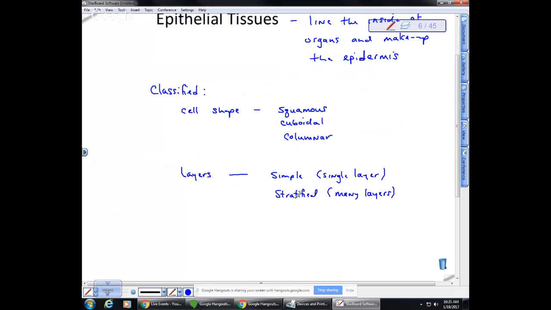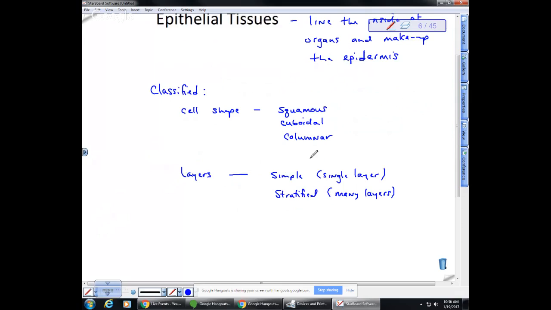So whenever we see stratified, this is a protective function, whereas simple tends to be in places that do not get a lot of mechanical friction, for example, and also where there needs to be easy diffusion across the surface of the cell. So for example, when we look at the inside of our mouth, it is stratified epithelial tissue, but when we look at the inside of our lungs, it is simple epithelial tissue because oxygen needs to diffuse across, and we need protection when we look at the inside of the mouth against friction.